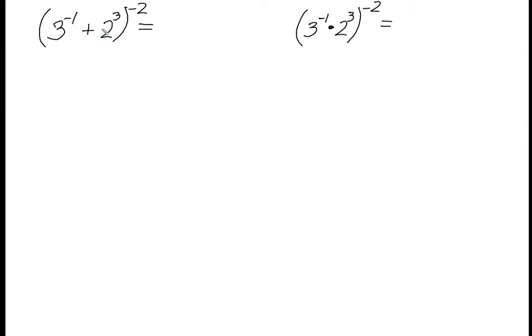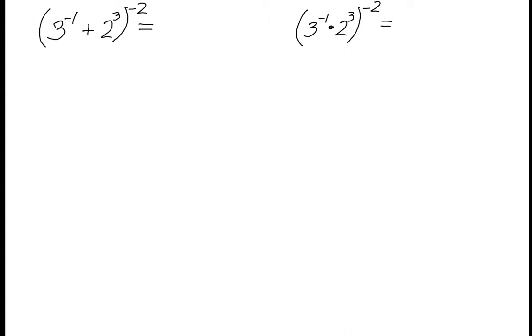All right. 3 to the negative 1 plus 2 to the third, that quantity to the negative 2 power. Also 3 to the negative 1 times 2 to the third, that quantity to the negative 2 power.